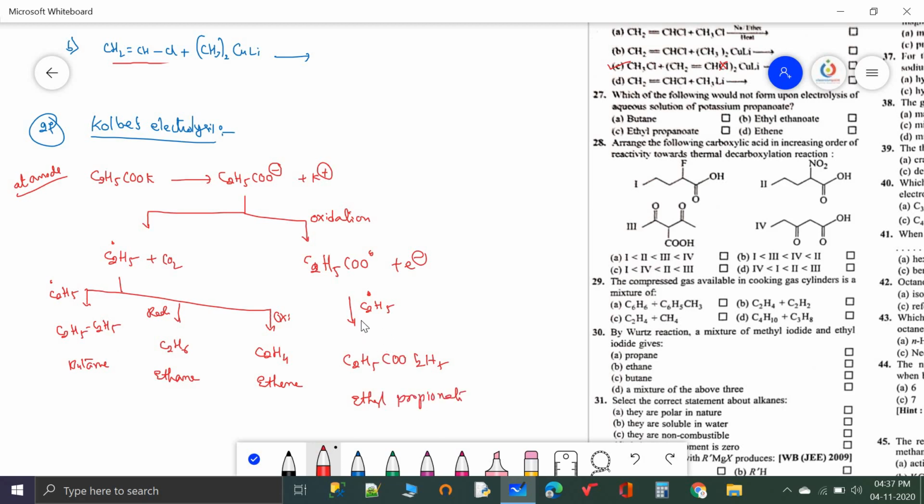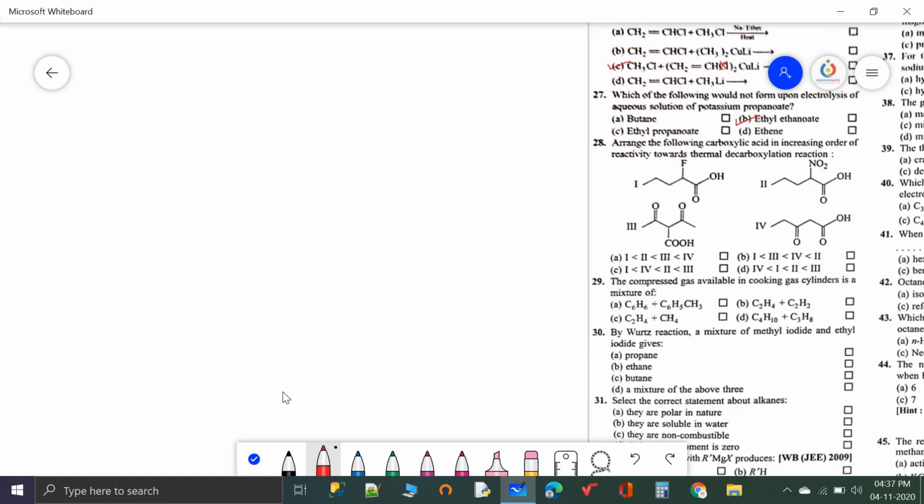So these are the molecules which we are going to get. Butane we will get, ethyl propionate we will get, ethene we will get, ethyl ethanoate we will not get. They are asking which of the following would not form. So ethyl ethanoate will not form. So option B is correct. Now let us solve question number 28.